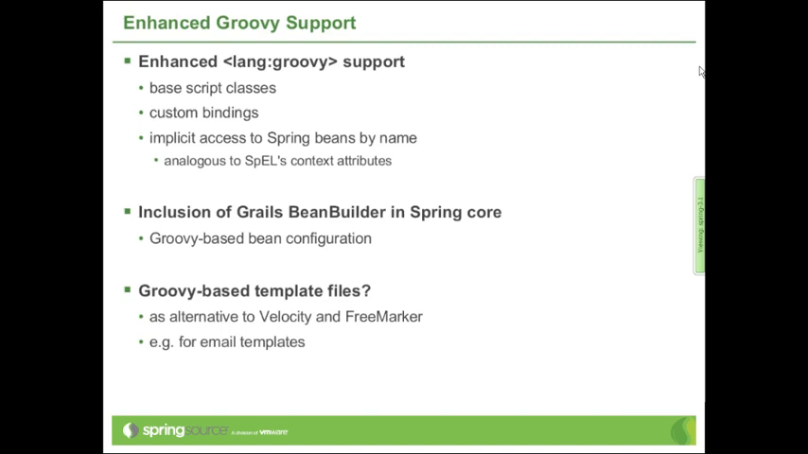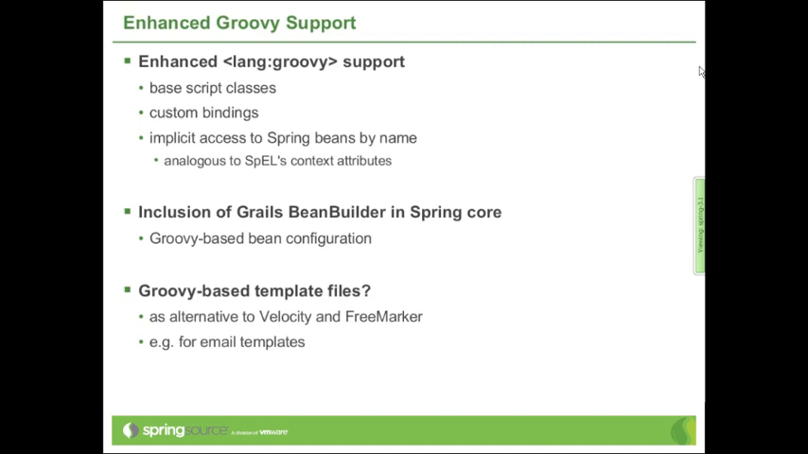There are several further ideas in this space. The Groovy-based bean builder that the Grails web framework has is a candidate for inclusion or for migration to Spring Core, because the functionality there is actually clean and not web specific, and would be a good candidate for Spring's own set of configuration options.